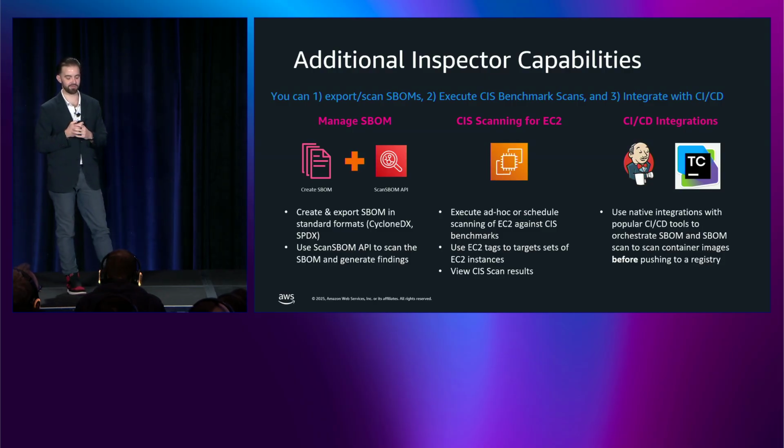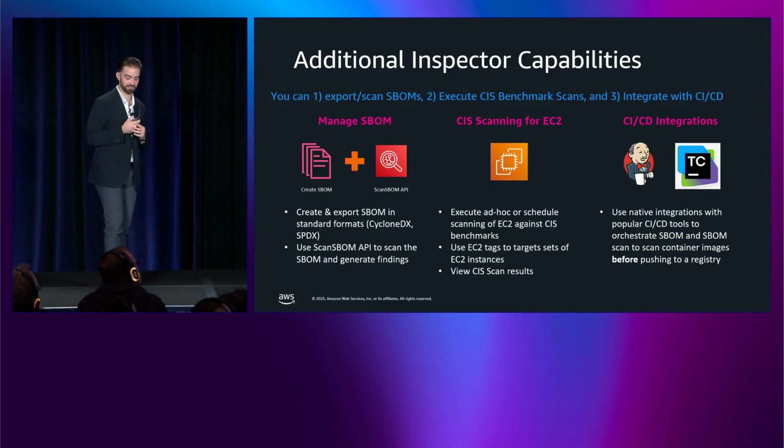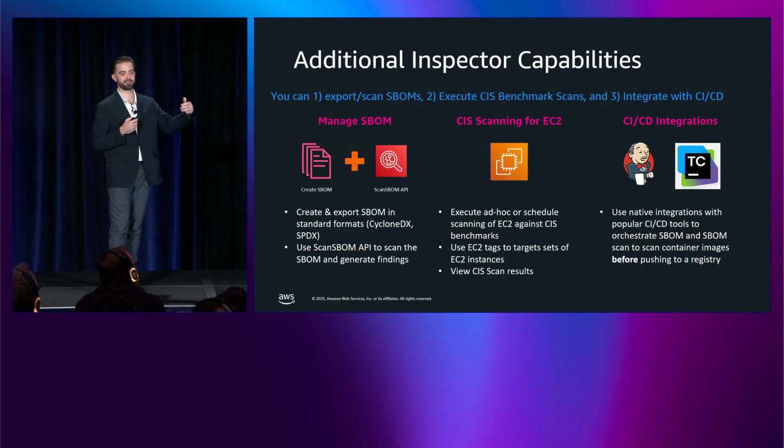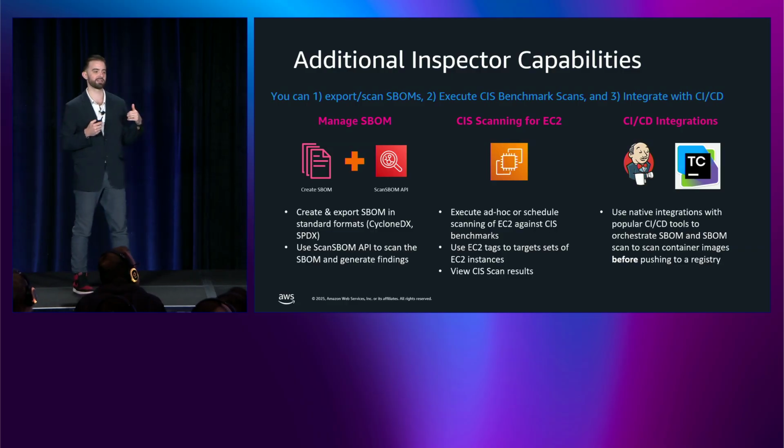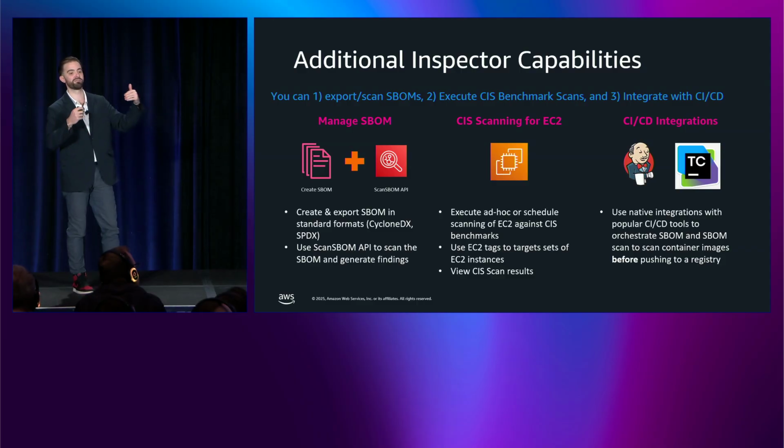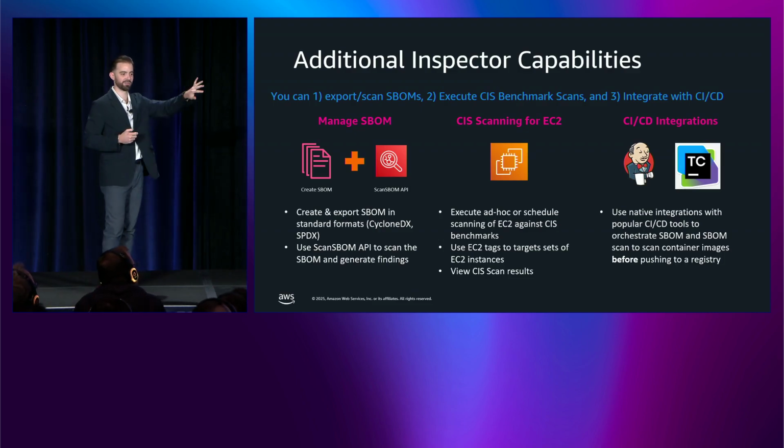And lastly, we have a few CI/CD integrations. You can see here we have an example with Jenkins. You can use popular CI/CD tools to orchestrate the integration of SBOM generation and Scan SBOM to meet use cases like scanning container images before you push them to a registry. You can bake these tools into your operational or development process, and this is part of your journey to shift left. It's a taste of our journey to shift left, and we'll be talking more about that in a few minutes.